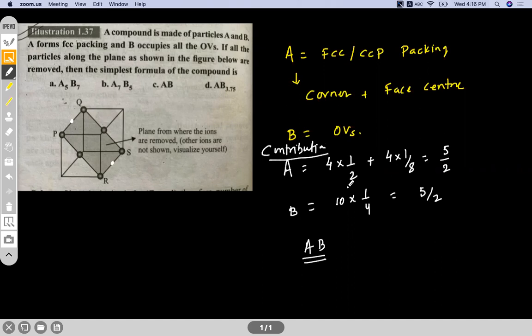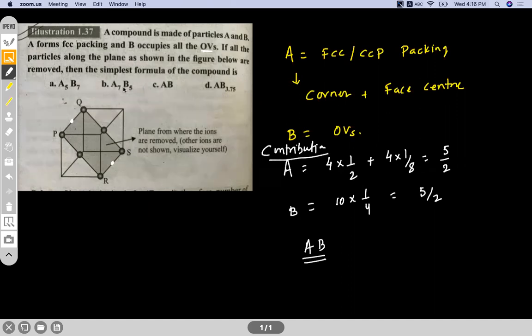Otherwise, you can also count whatever the contribution we had initially, and after removal, subtract the part that has been removed, you'll get the answer that way also. But this way you can do it in one single step. Is it clear? So the question is not difficult. Why have I given you this question? So that you can understand how they use the concept of voids here. If you do not know that the voids are placed at the edge center, you won't be able to do this question. Understood?